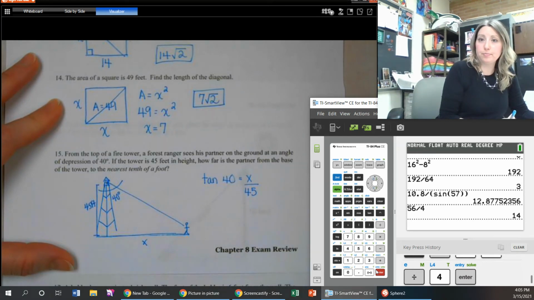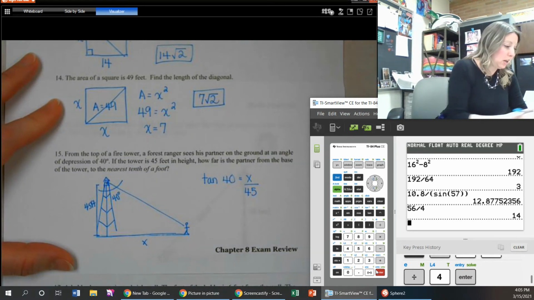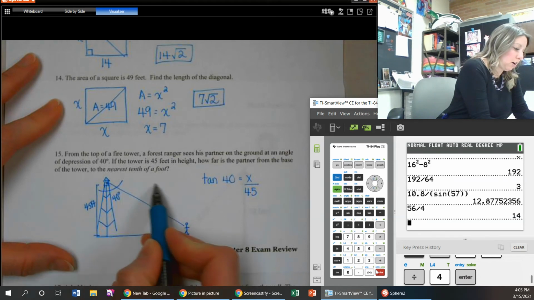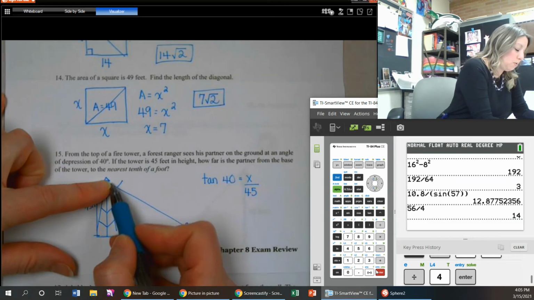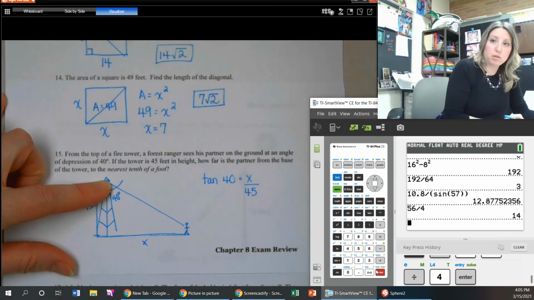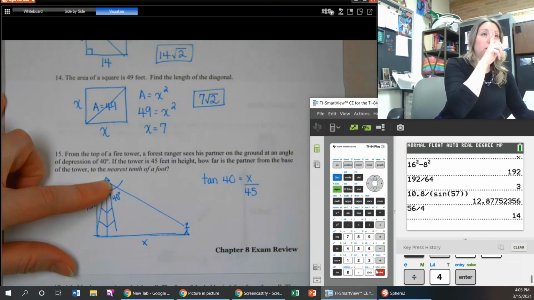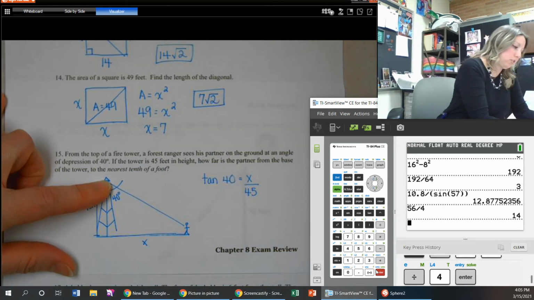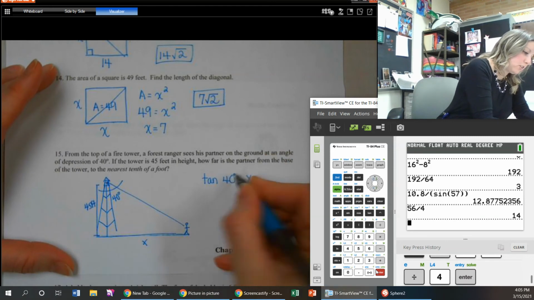There it is. That's it. If you think of this being your eye line, depression is below and elevation is up. Looking up is elevation. Looking down is the depression. So if you want to kind of go from there.